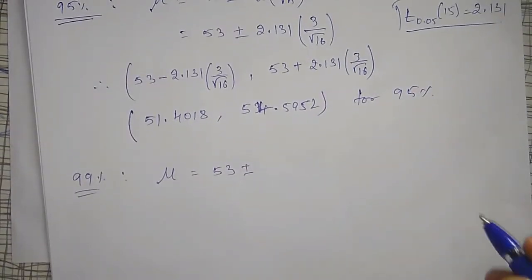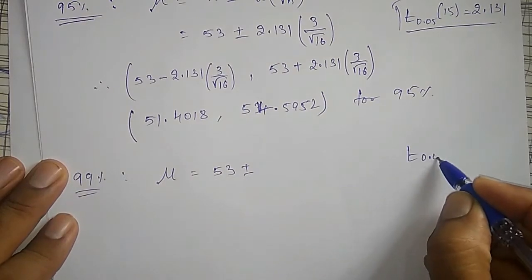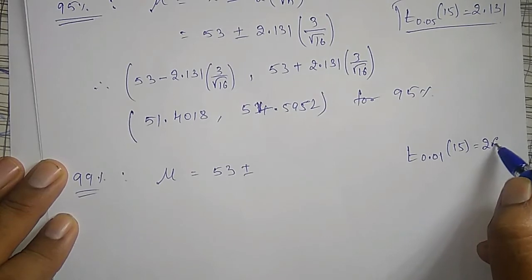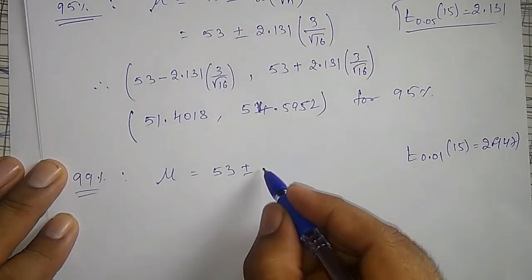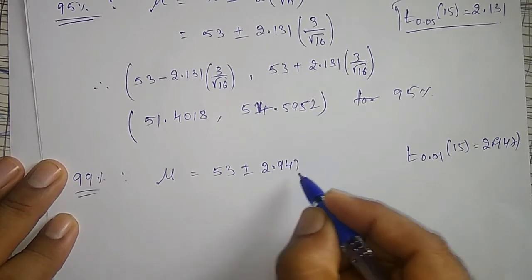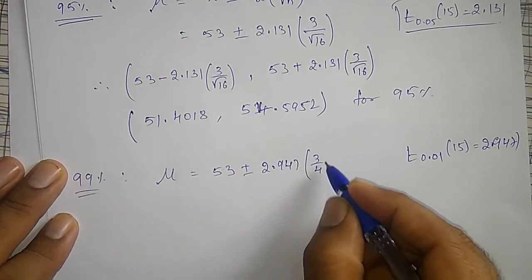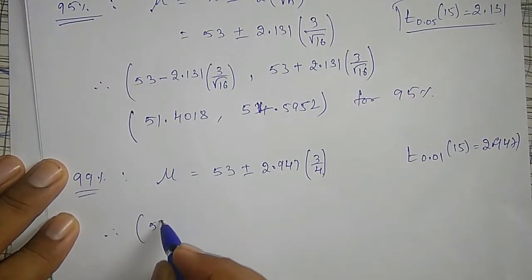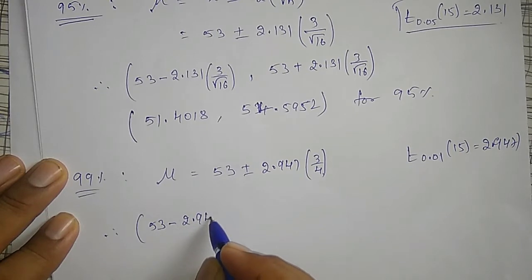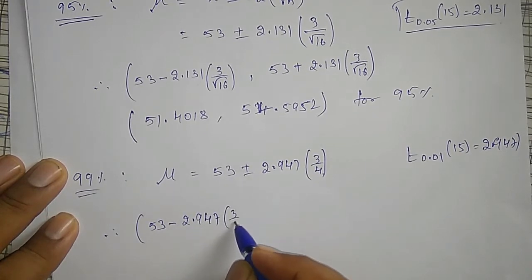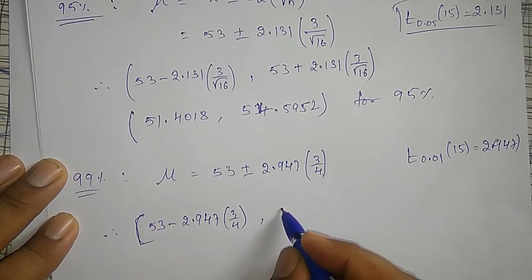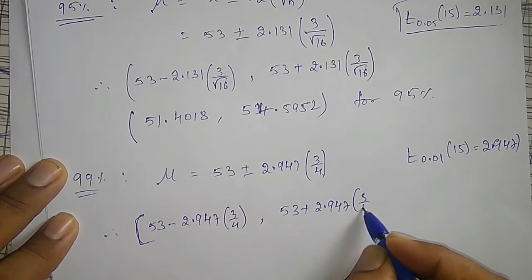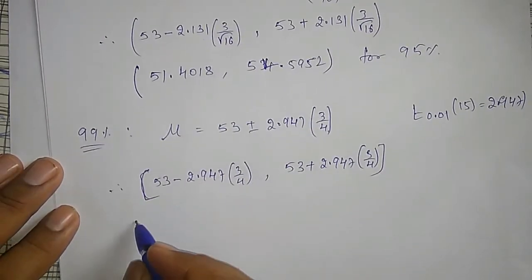Here t alpha, that is t of 0.01 for 15 degrees of freedom, is 2.947, which I have to use. Therefore it is 2.947 into 3 by 4, that is the square root of 16. Therefore, 53 minus 2.947 into 3 by 4, comma, 53 plus 2.947 into 3 by 4. This I have to calculate.